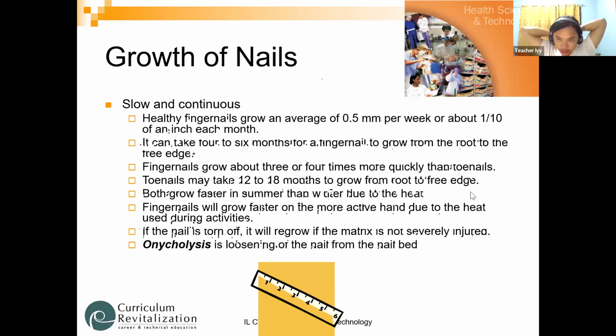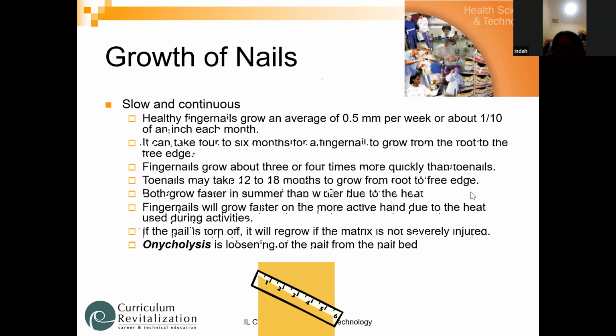Do you know what is continuous in your language, Inda? Or do you understand the word continuous? Maybe it's like terus menerus. Can you describe to me what that word means?